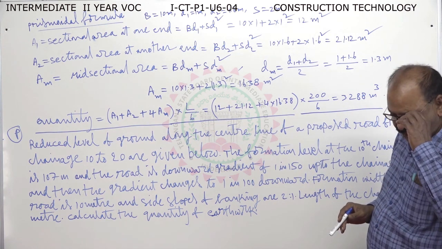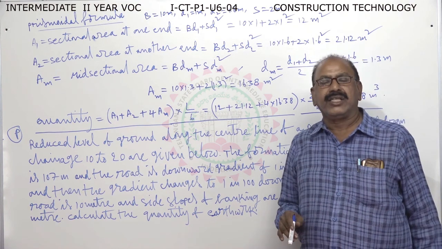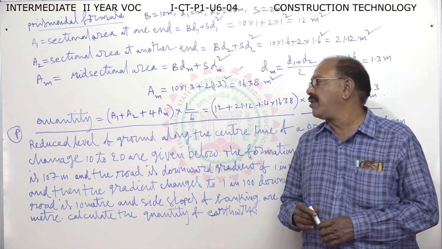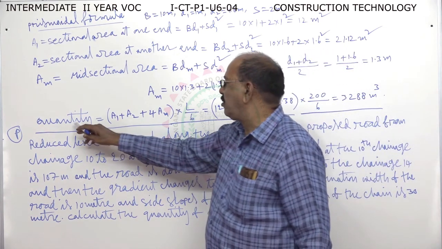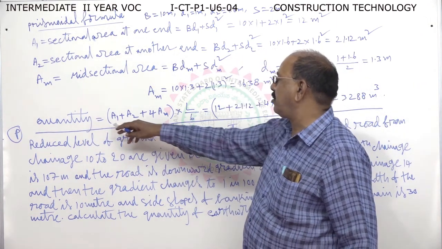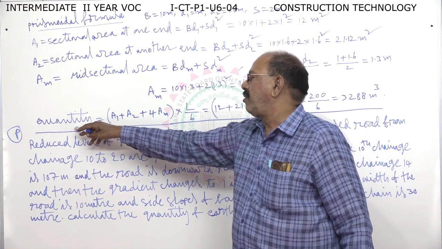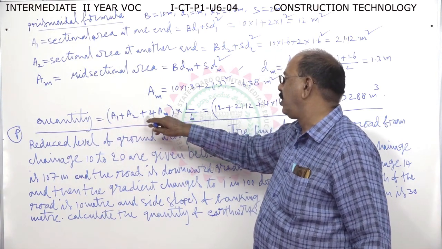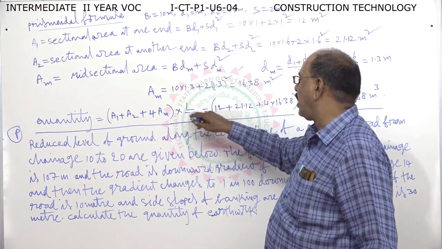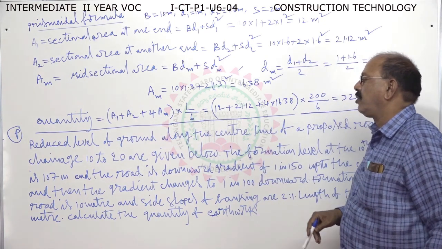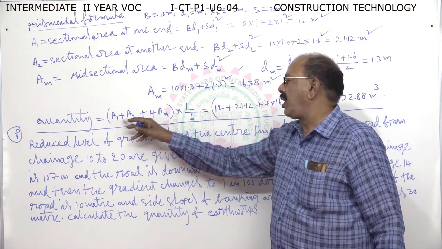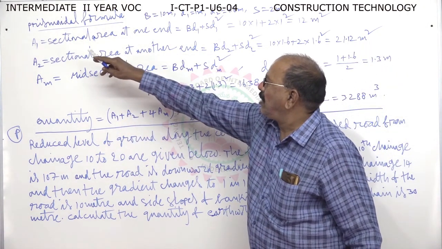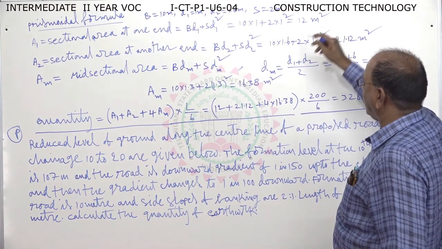So finally, what is asked in the problem? You have to calculate the quantity of the earthwork. So total quantity is equal to another formula for that. Prismoidal formula. For calculating quantity, another formula is given. That is equal to A1 plus A2 plus 4AM into L by 6. So, now substitute all these values and see what happens. A1 is equal to sectional area at one end, equal to 12. It is given.